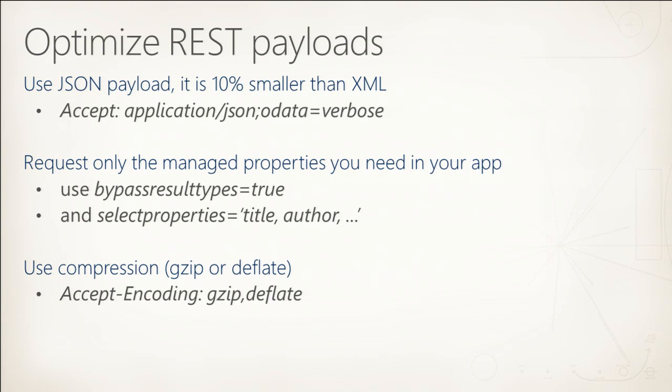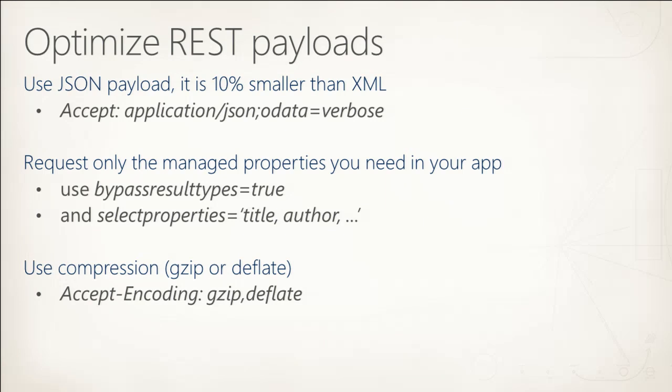In addition to that, request only, as Manfred did, the managed properties you need in your application. Because by default, I think you will get back 40 or 50 default managed properties in your search results. And if you don't need all of those, just reduce it to the ones you need. And that will save you a lot of bandwidth as well. In order to do that, you have to use BypassResultTypes equals true, and then just use the SelectProperties parameter of the search interface. If you do that, you will get it reduced.